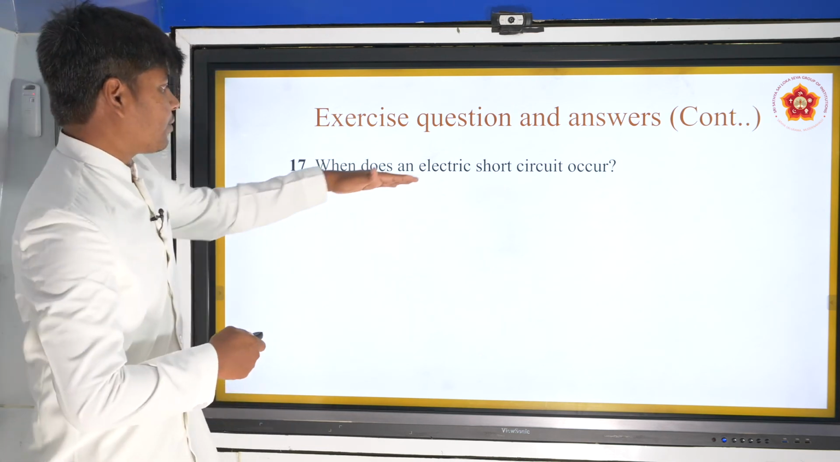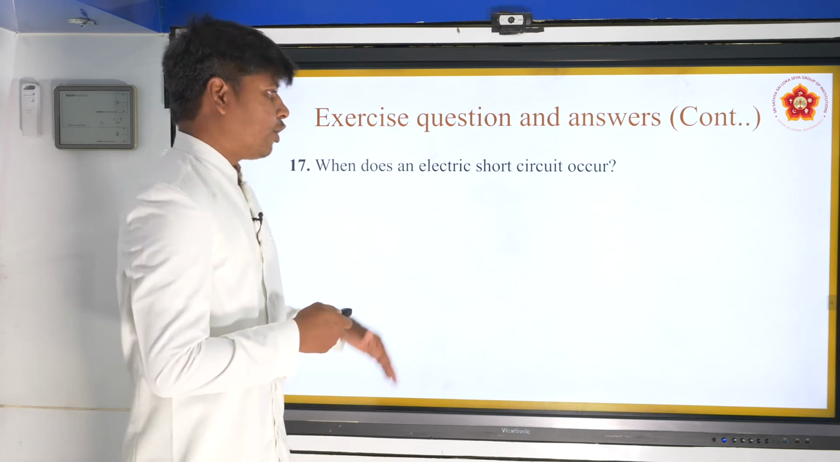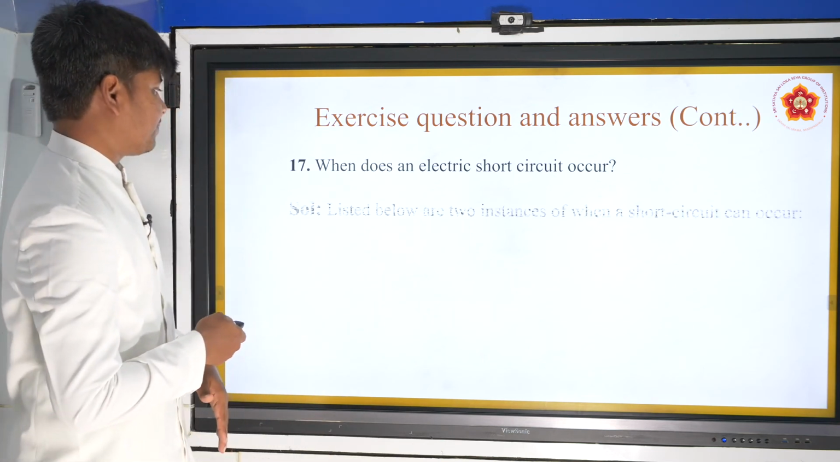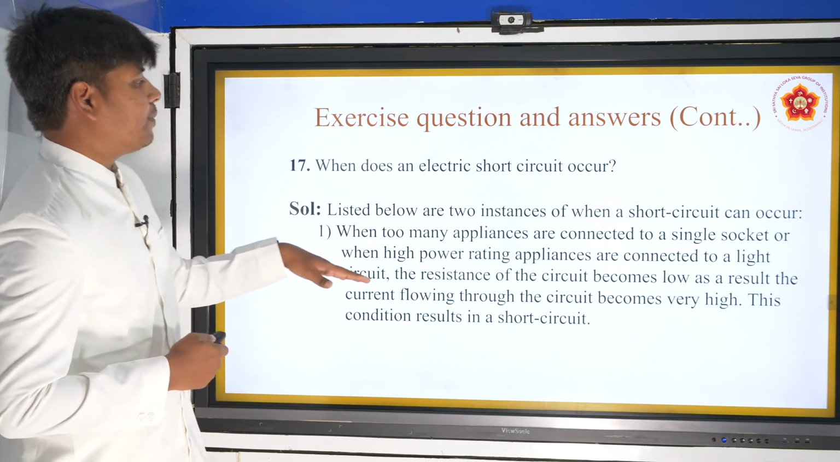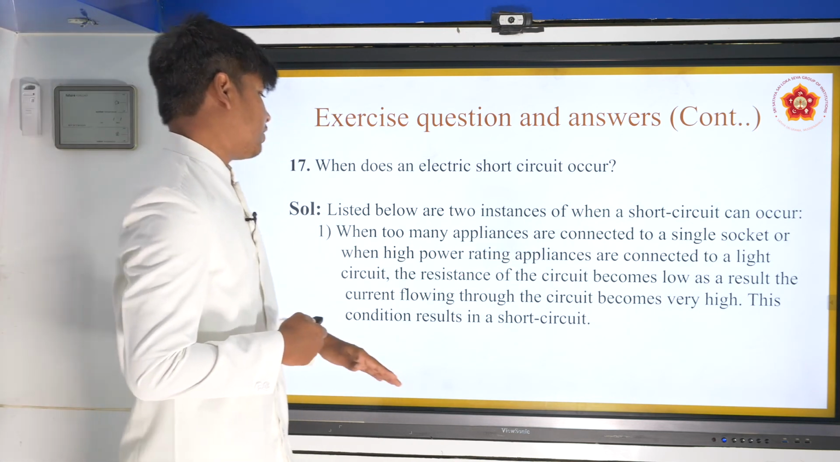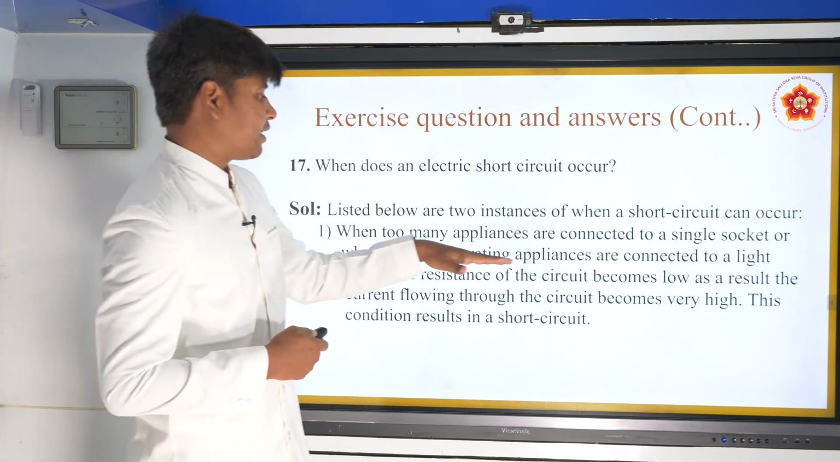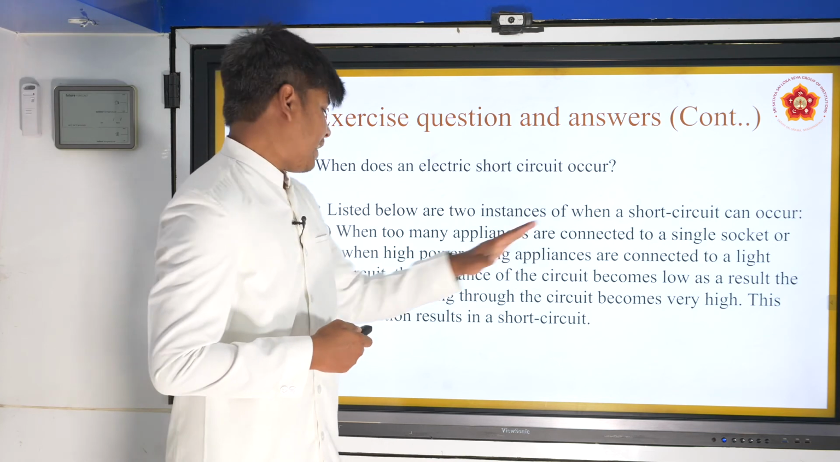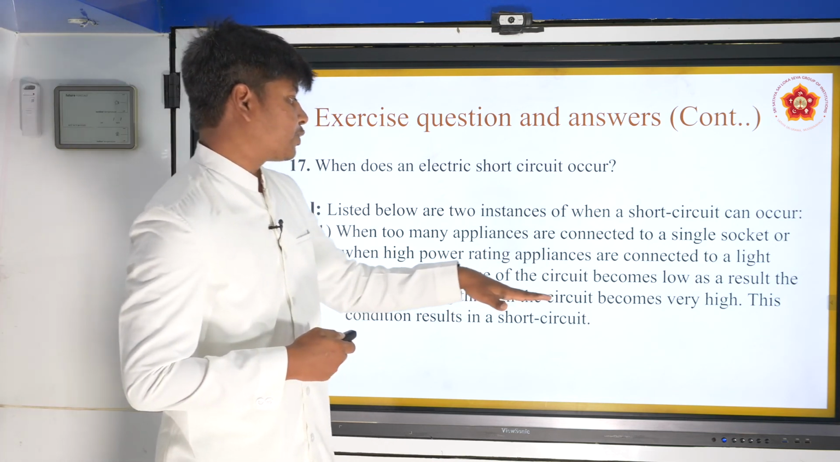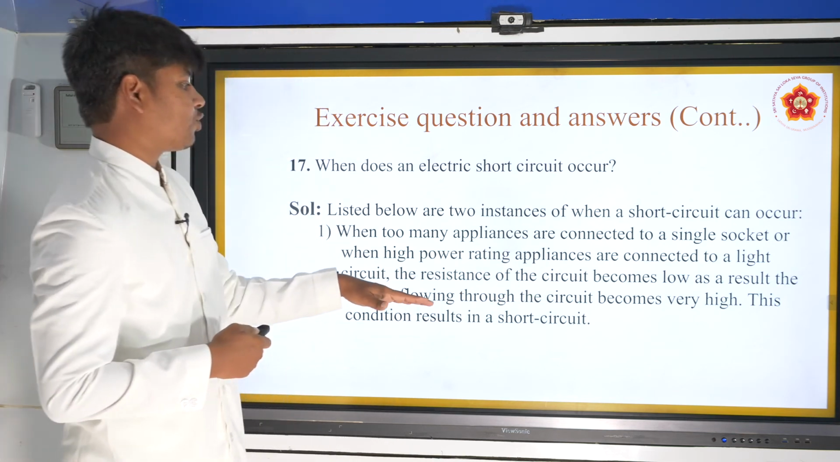So how does the electric short circuit occur, how many ways does it occur, let us see. There are two ways. The first one is when too many appliances are connected to a single socket, or when high power rating appliances are connected to a light circuit. The resistance of the circuit becomes low as the current flowing through the circuit becomes very high. This condition results in short circuit.